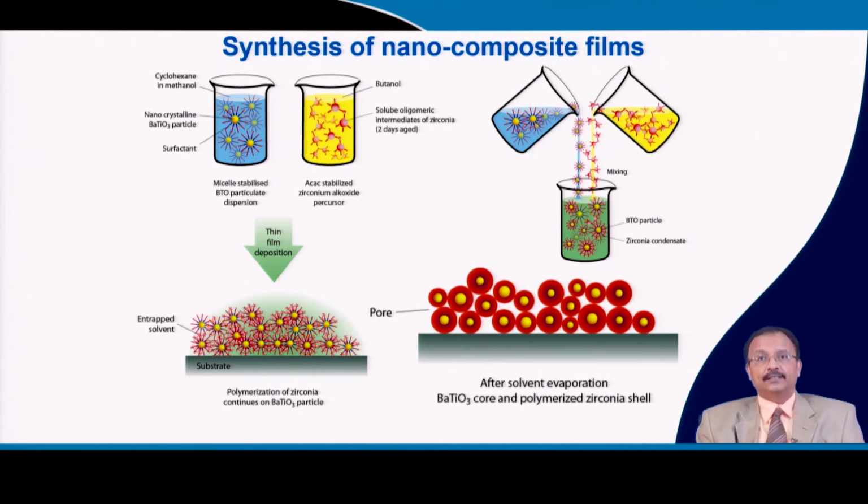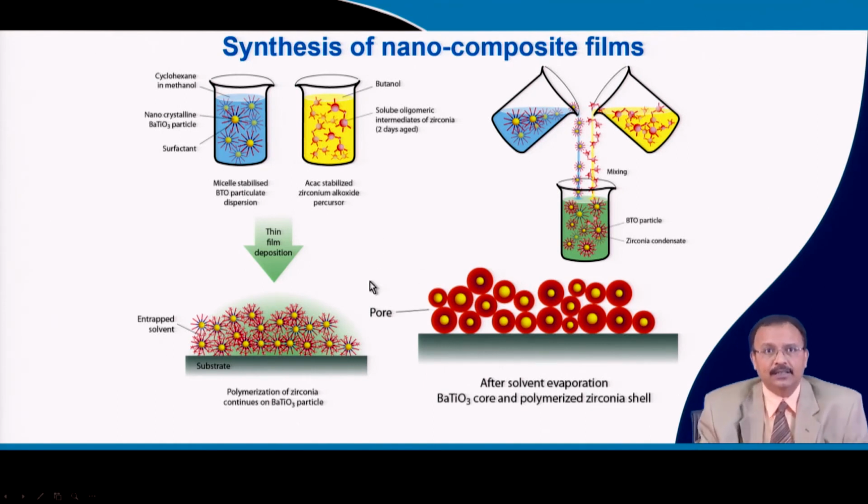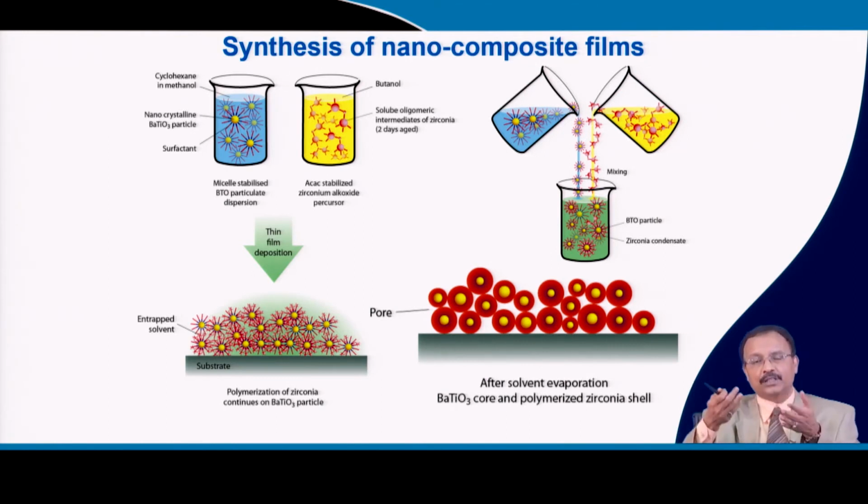This microemulsion has another effect, that you can have two different types of material prepared in the same way. One is barium titanate, which I have shown here, and similarly zirconium alkoxide can also be grown, and then they can be mixed together and deposited as a film like this. So, either you can deposit a single component film, or you can make some kind of dopant or composite. So, various possibilities are there.